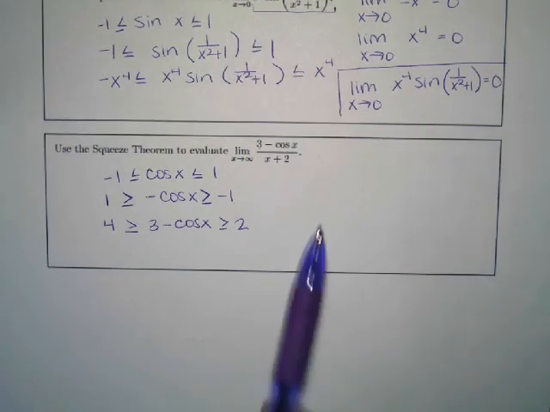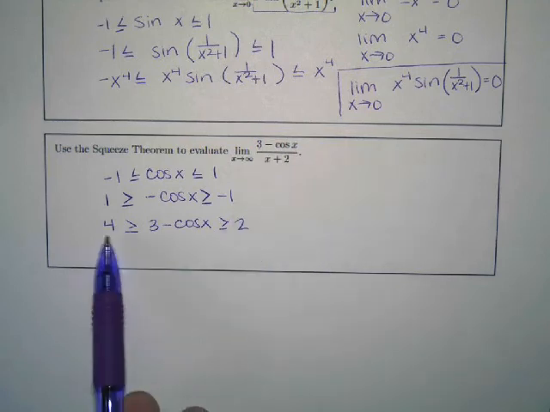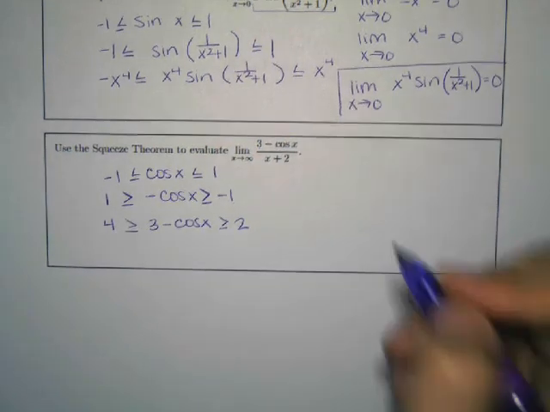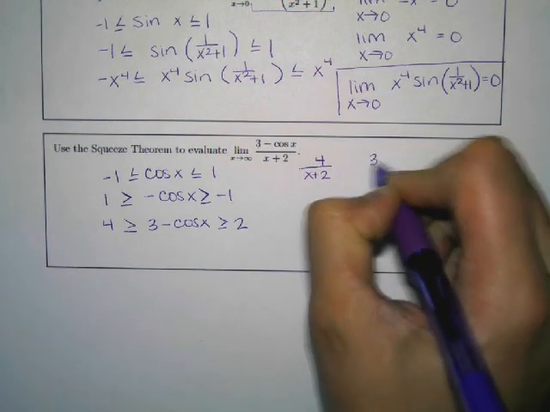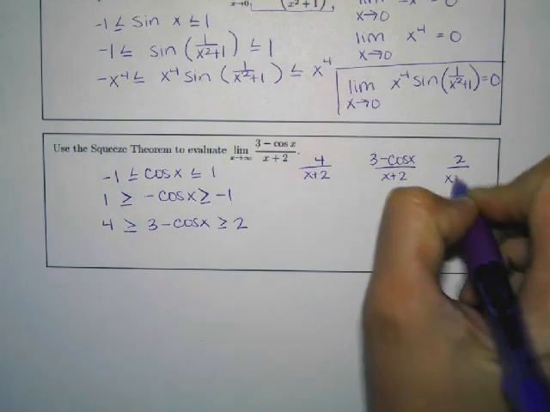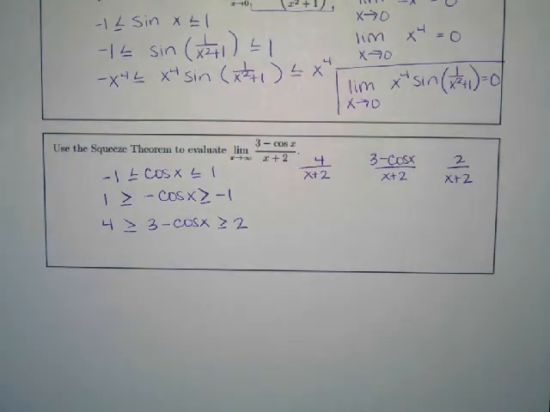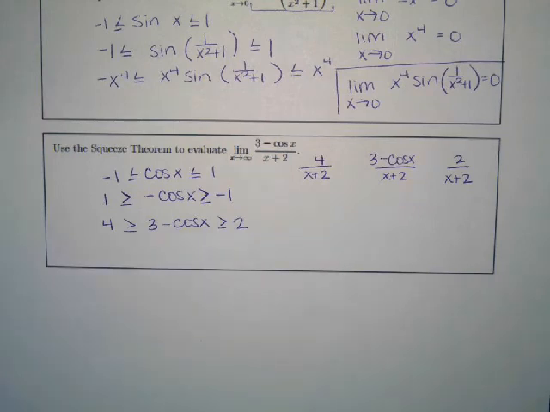Next, I have one final step to make this look the same as the middle function. I want to divide each of these pieces by x plus 2. So I'm going to have 4 divided by x plus 2, 3 minus cos x divided by x plus 2, and 2 divided by x plus 2. You'll notice I have not put the symbols yet. The reason is that I have to consider whether the thing I divided by is positive or negative. Because if it was negative, I have to flip my symbols, and if it was positive, I keep them the same.